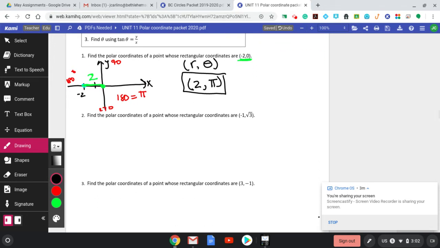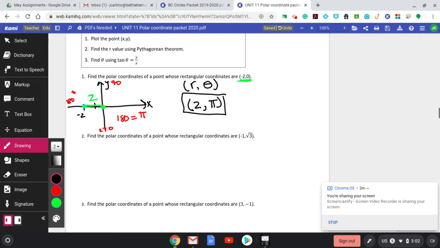So I need to get a little bit more detailed here. Again, find the polar coordinate. Here's my rectangular coordinate, -1, radical 3. Please throw it on a graph for me.